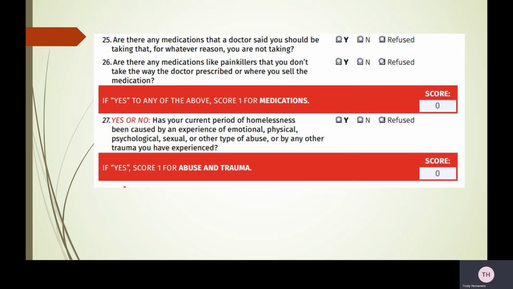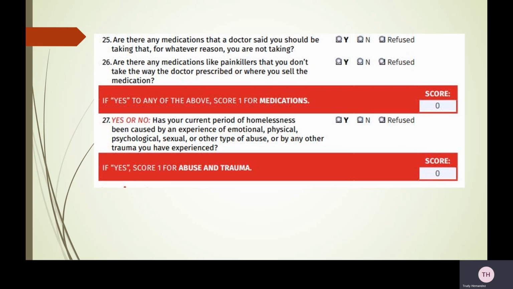This takes us to the end. So 25 and 26 are looking at medications. So are there any medications that a doctor said you should be taking that for whatever reason you are not taking? And 26, are there any medications like painkillers that you don't take the way the doctor prescribed or where you sell the medication? So if they say yes to either one of those questions, they would score a 1.